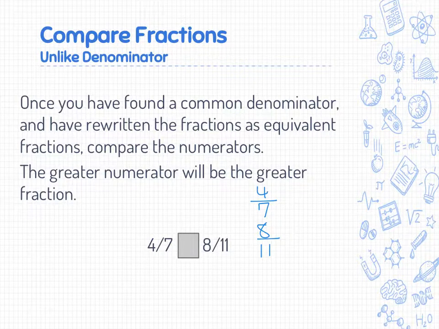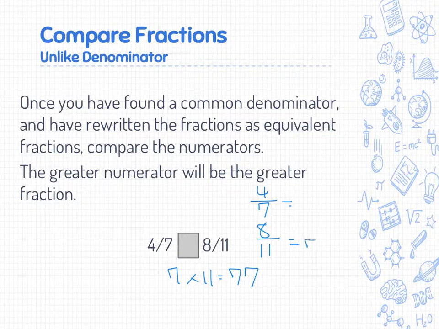Oh, excuse me. So sorry. The third method is not list the multiples of each. The third method is product of the denominators. Sorry about that. So the product of the denominators would be 7 times 11, which is 77.